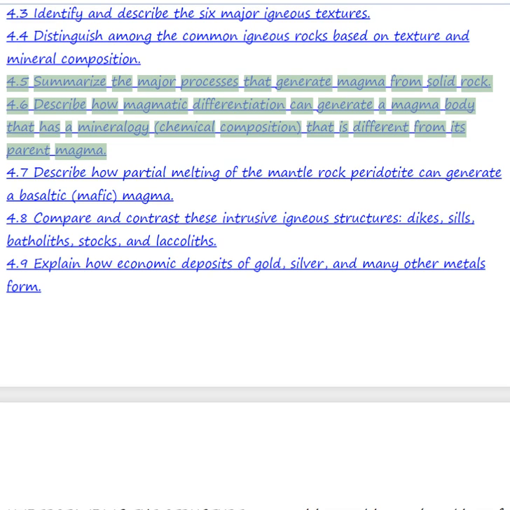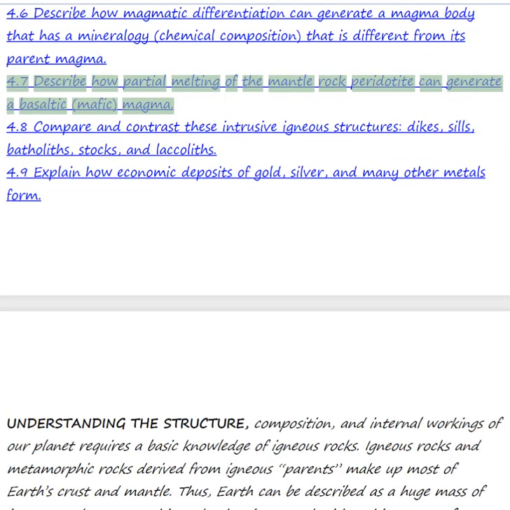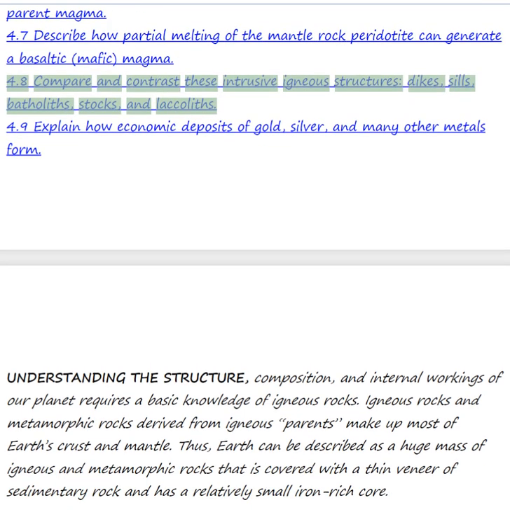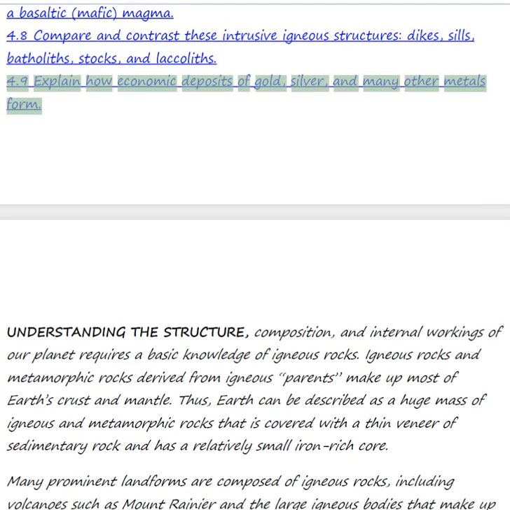4.6 Describe how magmatic differentiation can generate a magma body that has a mineralogy that is different from its parent magma. 4.7 Describe how partial melting of the mantle rock peridotite can generate a basaltic magma. 4.8 Compare and contrast these intrusive igneous structures: dikes, sills, batholiths, stocks, and laccoliths. 4.9 Explain how economic deposits of gold, silver, and many other metals form.